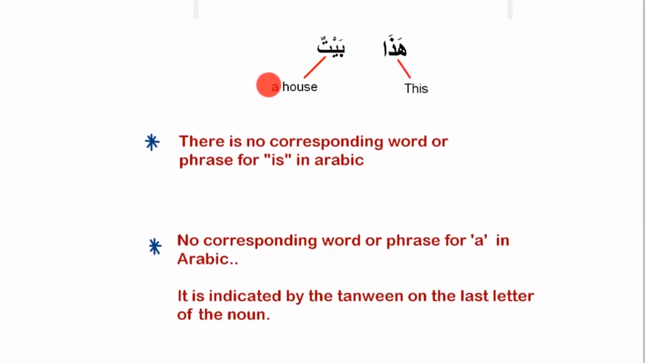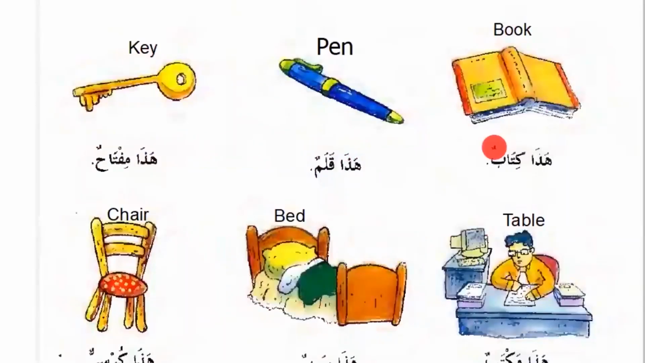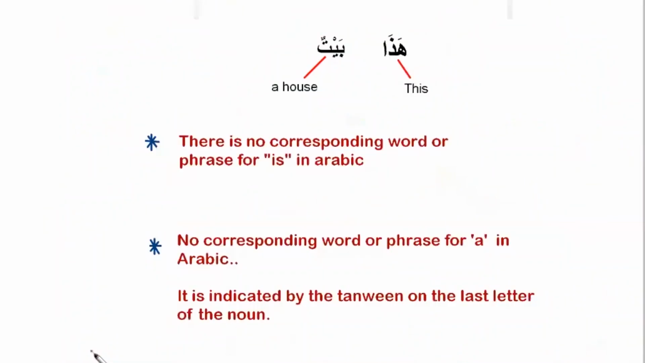When a particular noun has it, let me go back and you see. We said this is a kitabun, haza kitabun. This is a book. Haza kalamun, this is a pen. Haza miftahun, this is a key. All of them we said a key, a pen, a book. So that "a" we are adding is as a result of the dhammatain, the double vowel on them. That is why we said "a." The double vowel is what signifies the "a" in Arabic. Okay, I hope that is clear.